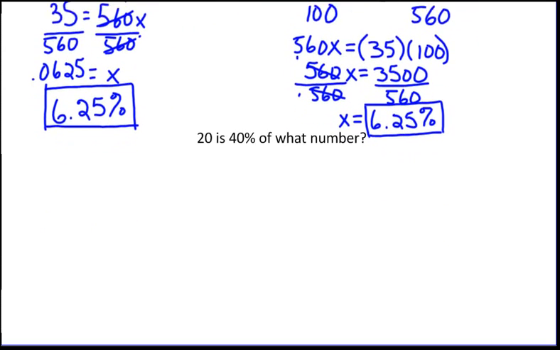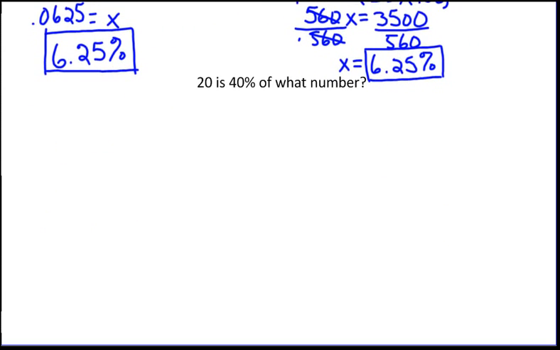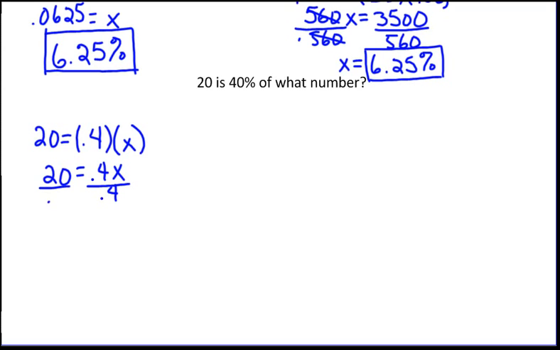One more problem. 20 is 40% of what number? If we do the changing into algebra form, we will have 20 equals, 40% will be written as 0.4. The of means multiplication, and what number will be an x? 20 equals 0.4x. Divide by the coefficient of x to get it alone, and my result will be 50.